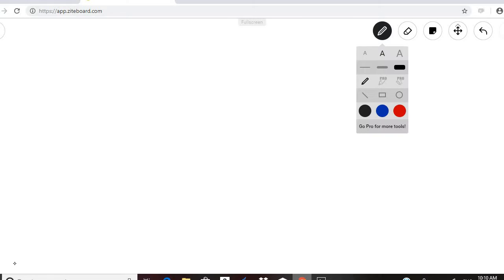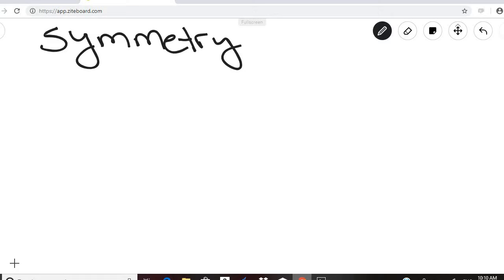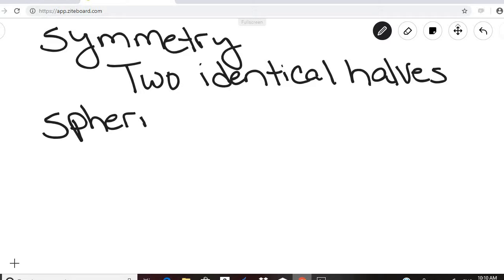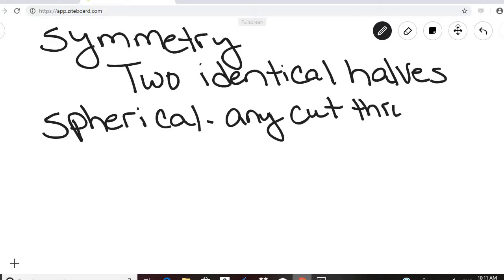Okay, so the first thing we want to talk about with regard to the animal kingdom is that most organisms within the animal kingdom have something that we call symmetry. Not all, but many of them do. And symmetry just means that you can divide something into 2 identical halves. And there are 3 types of symmetry. The first is spherical symmetry, and in spherical symmetry, any cut through the center will divide it into 2 equal halves.